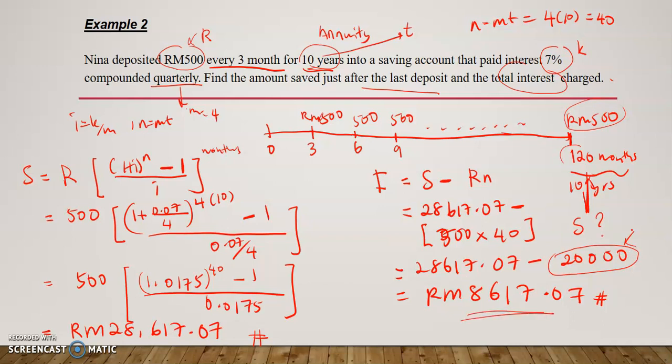So the interest is this amount: S minus the initial investment. Okay, next example.